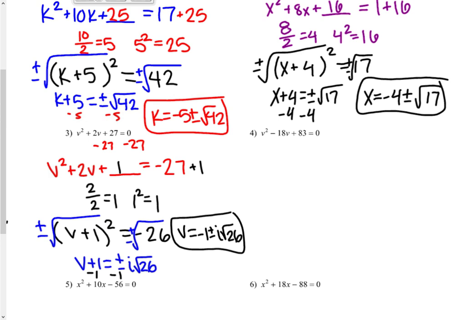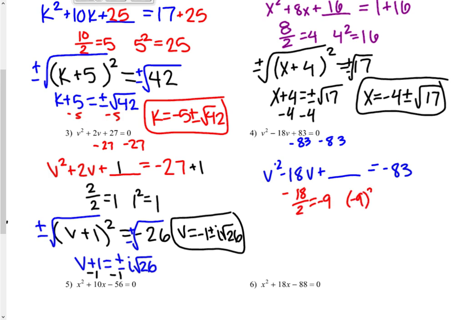Number 4, start by moving that constant over again. So I'll subtract 83 from both sides. V squared minus 18v plus something equals negative 83. I'll take my middle term, which here is negative 18. So negative 18 divided by 2 gives me negative 9. And I'll square negative 9 to get a positive 81. Again, remember, if you are doing that in your calculator, you need to put that negative 9 in parentheses and the squared on the outside.